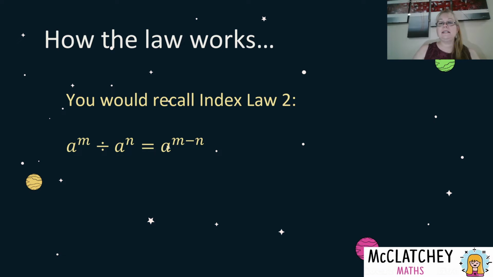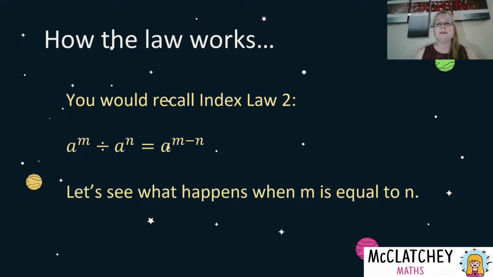So first of all, let's think back to index law 2. That was 2 videos ago, and you might remember it looks like this. A to the power of m divided by a to the power of n is equal to a to the power of m minus n. Now let's see what happens when m is equal to n. Okay, so when these two numbers are the same. So that might be a 10 and that might be a 10. Let's see what happens when that happens.